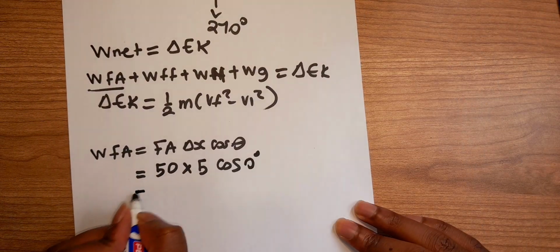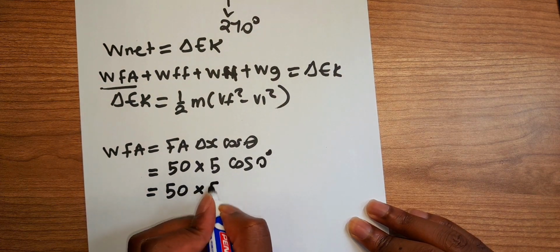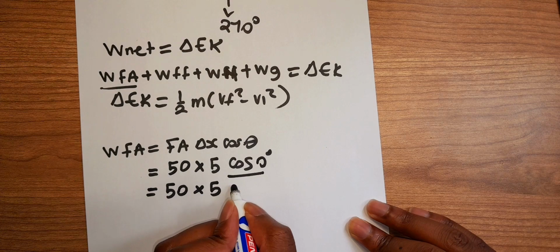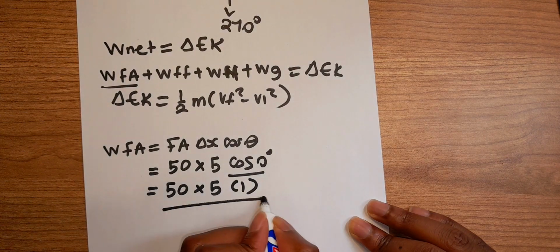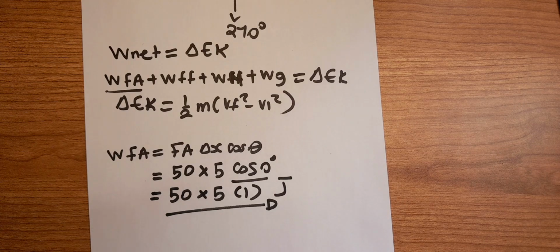So we are going to have 50 times 5 times cos of 0 degrees, which is the same as 1. So that's your answer, and it is measured in joules.